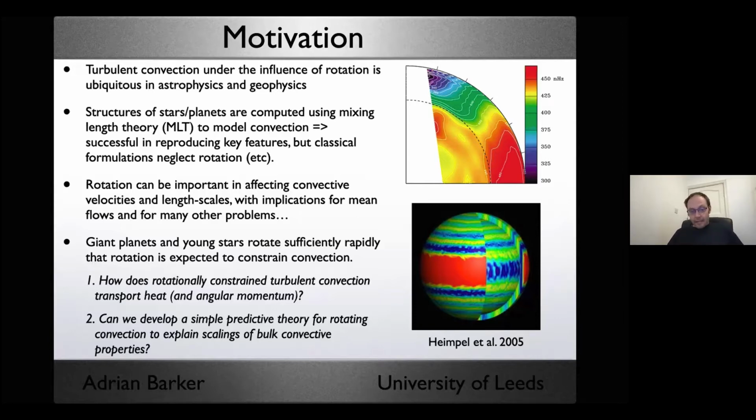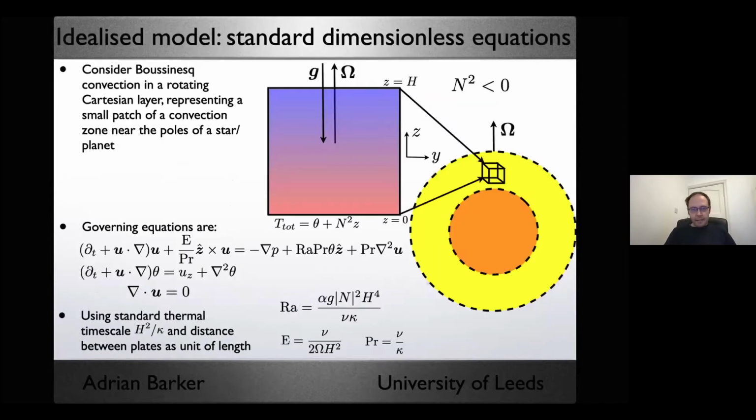What I'm going to talk about today is looking at simulations and a simple theory to explore how rotationally constrained turbulent convection transports heat. There's a simple predictive theory that we can use to explain scalings of bulk properties in rotating convection, which I'll compare with simulations.